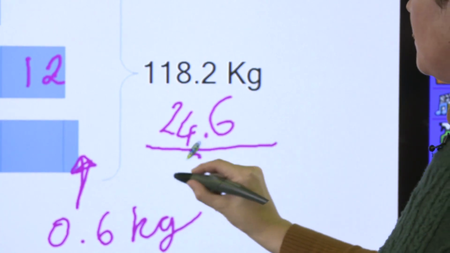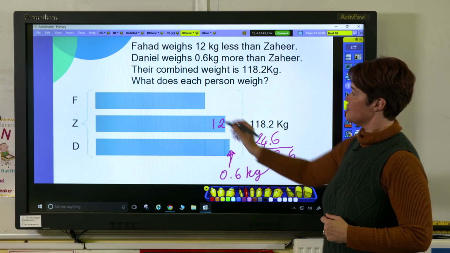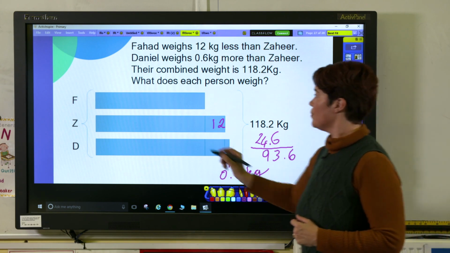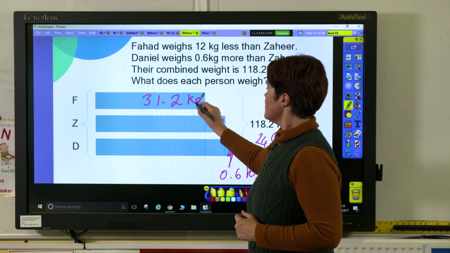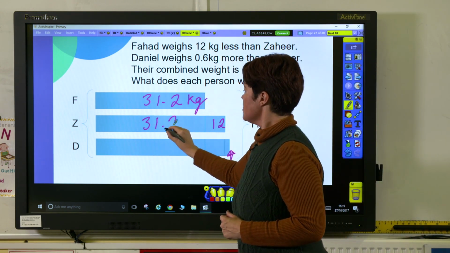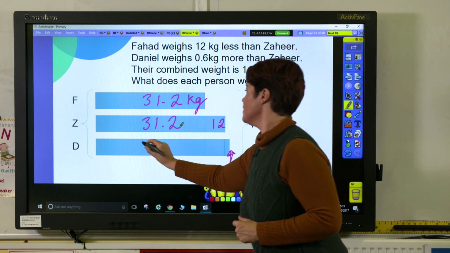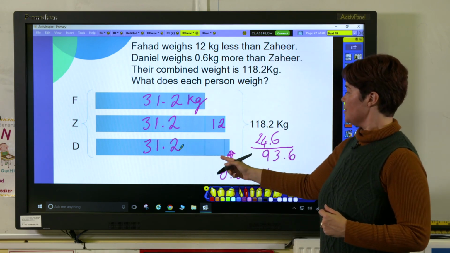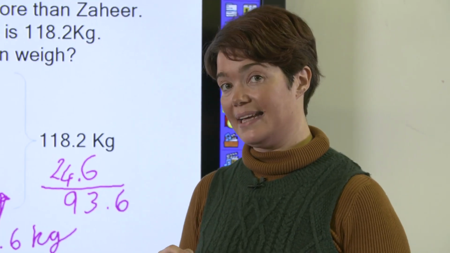Upon doing that, we have 93.6 kilograms left. That we can now share between these three bars, so each bar will be 31.2. We can then add this in, so Farad is now 31.2 kilograms. Zahir is our 31.2 plus our 12, which is 43.2 kilograms. And Daniel is our 31.2 plus the 12 plus the 0.6. So he will be 43.8 kilograms.